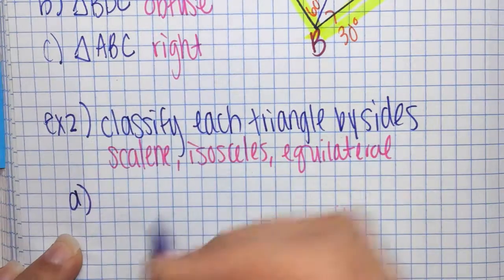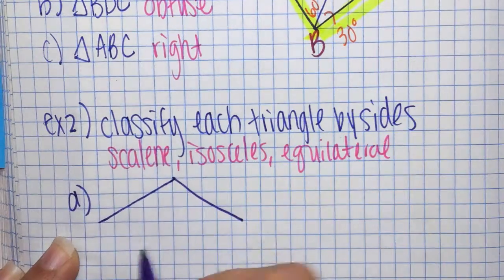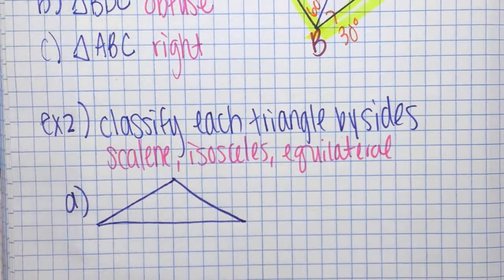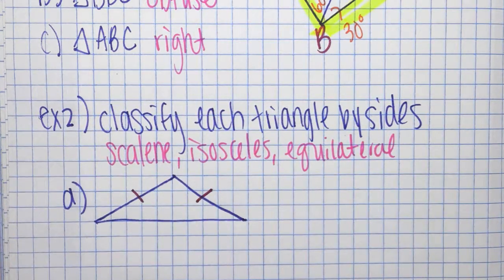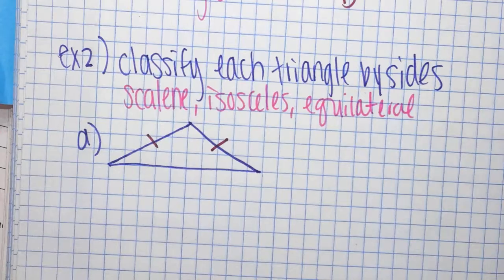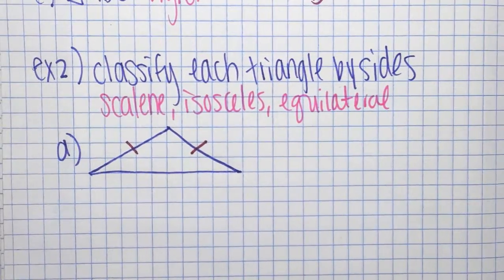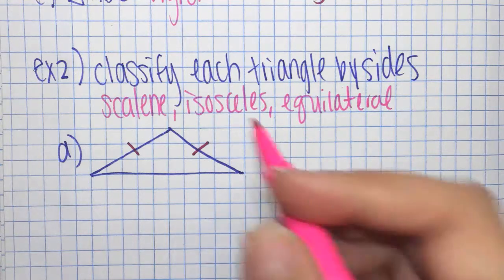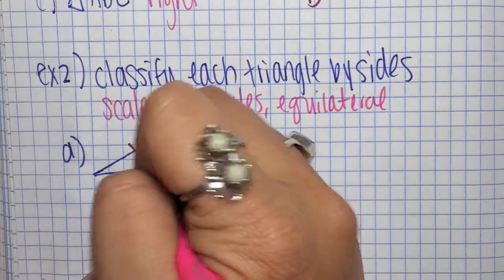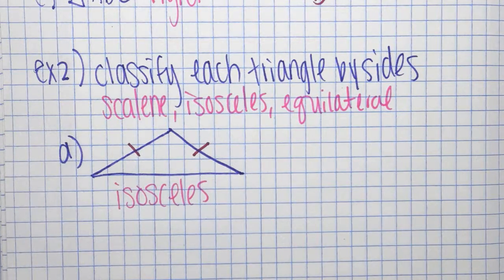All right, here's our first triangle. Use your straight edge. It doesn't have to be super perfect, but at least make your lines straight. What would A be? Isosceles, because it has 2 tick marks. Those 2 sides are congruent. That's what the tick marks mean. So it is isosceles.